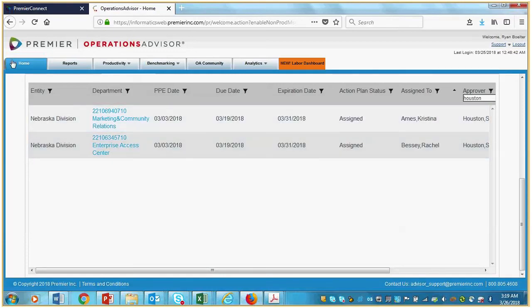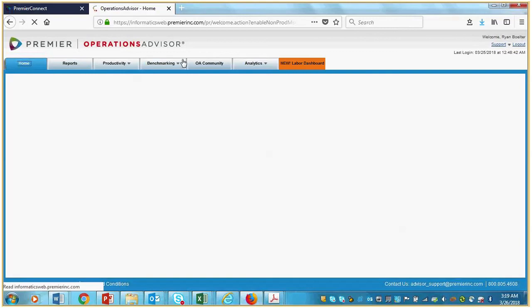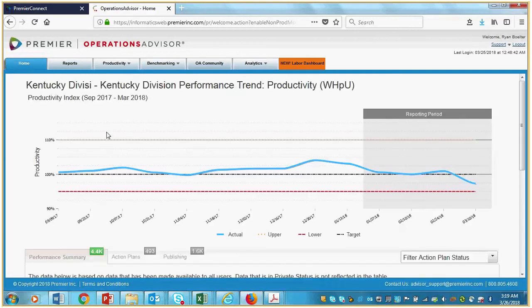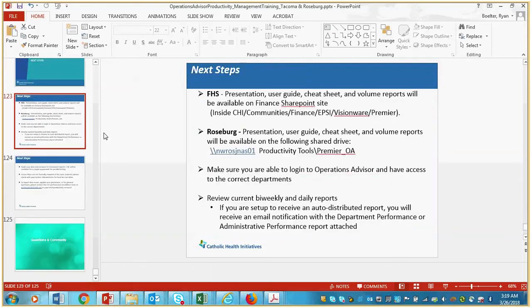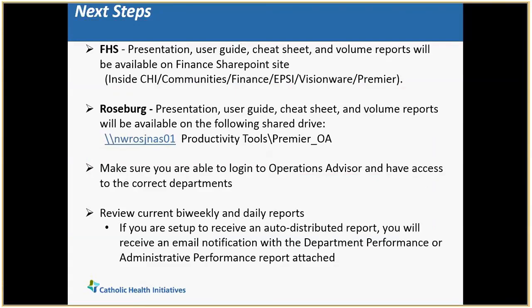So that is pretty much it for within the application as it stands today. Just to wrap up, going back to the presentation, when you leave here, the first thing is really logging in. But just keep in mind where the materials are. We've got this listed on your cheat sheet as well. You can get the cheat sheet out on these locations as well as these other materials. Make sure you can log in to Operations Advisor. Make sure you've got access to the right departments. If you're missing any or you need some removed, you need to let us know.